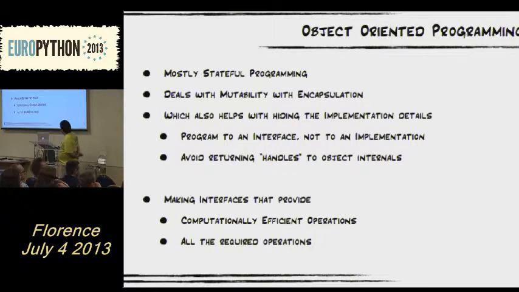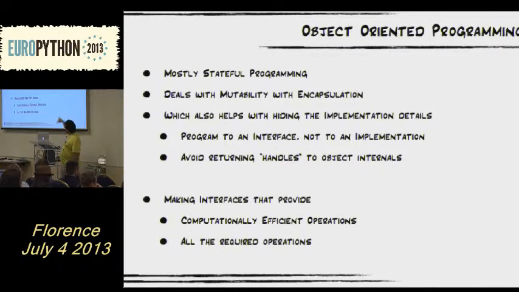So, object-oriented programming is mostly stateful, at least in most conceptions of object-oriented programming. And for example, a way to deal with mutability is encapsulation, which also helps to hide the implementation details. So there are these mantras here: program to an interface, not to an implementation. So you want to create an abstract interface, not in the sense of Java interfaces, but something logical here, okay? And you don't want to actually have the implementation detail make your code more complex.